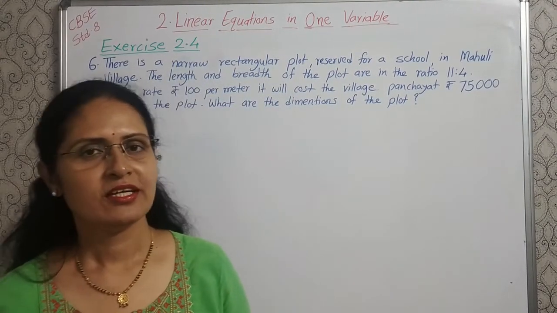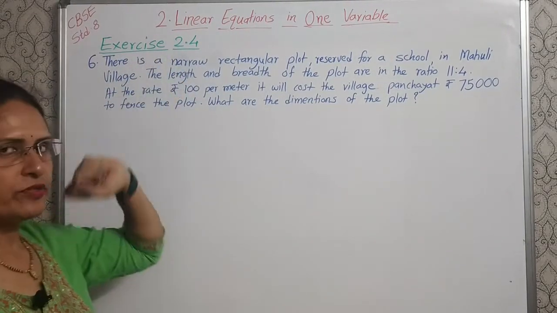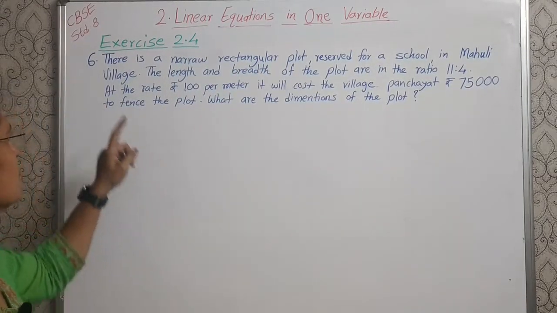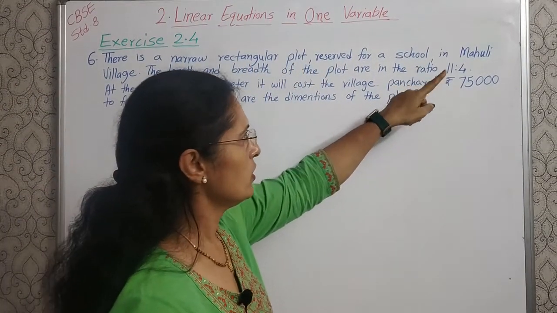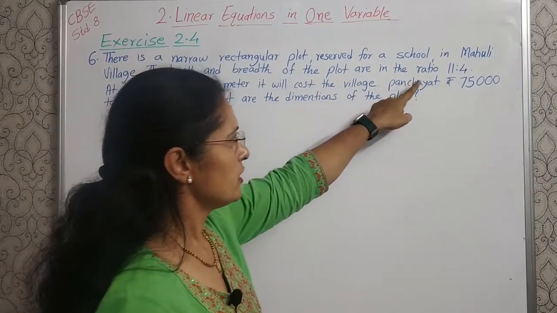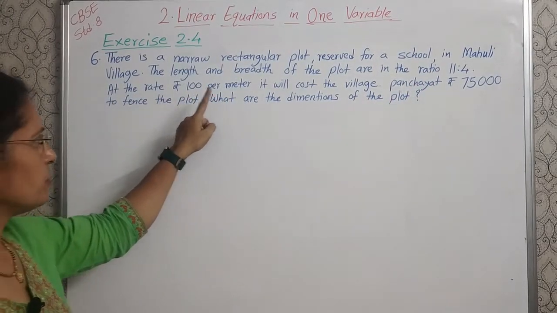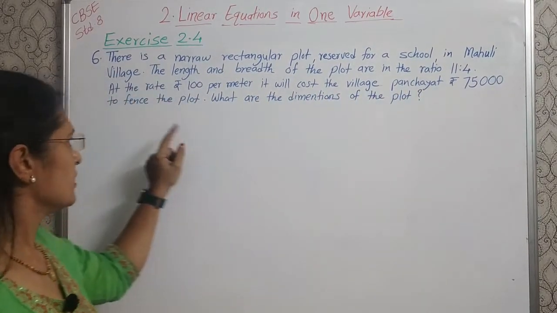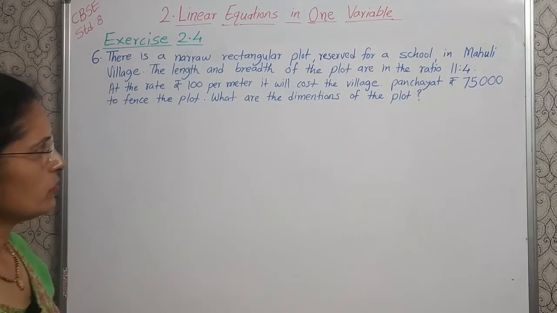I am Nilima Patil. Now we will solve sum number 6 of exercise 2.4 of linear equations in one variable. Let us read the question. There is a narrow rectangular plot reserved for a school in Mahuli village. The length and breadth of the plot are in the ratio 11:4. At the rate rupees 100 per meter, it will cost the village panchayat rupees 75,000 to fence the plot. What are the dimensions of the plot?